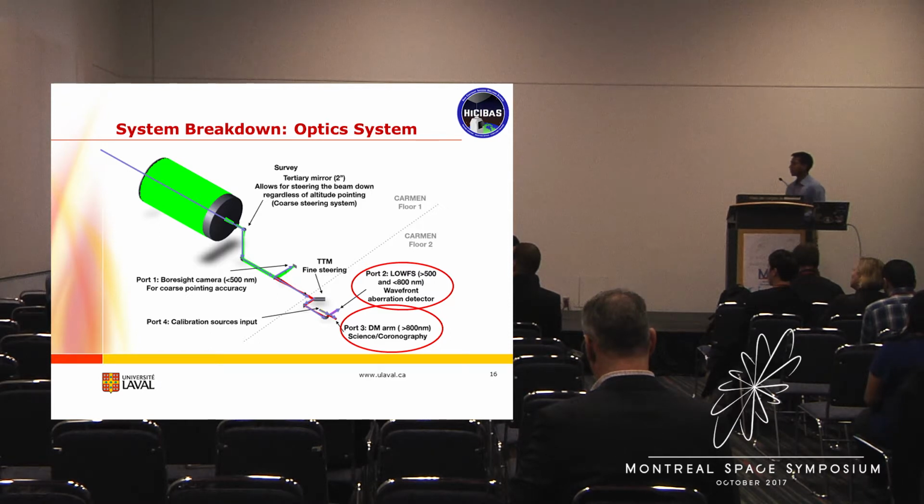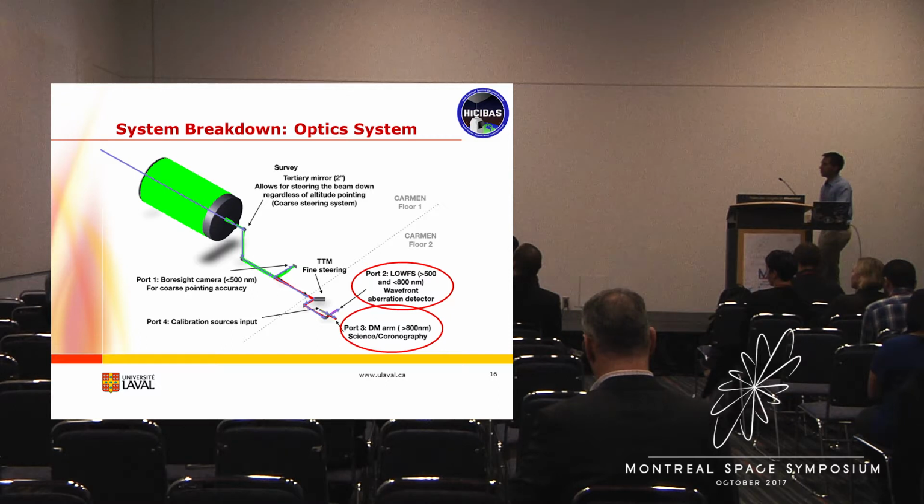This is an intuitive look at our optics system. From the left, we have the telescope. Actually, I have a little animation here. There it is. We have the light coming from the telescope into the tertiary mirror. The tertiary mirror's only job is to point that light ray as vertically down as possible. At that point, we get to the first port, which is the boresight camera. That's going to give us the boresight error that I was talking about earlier.